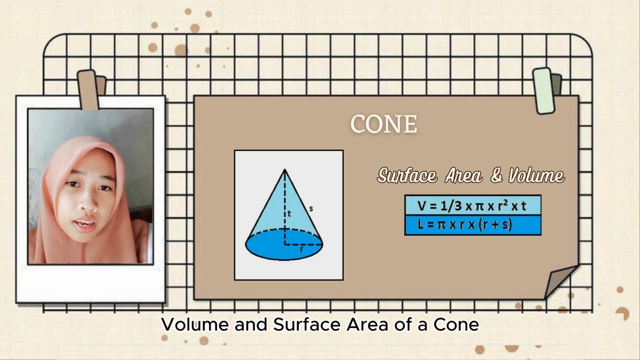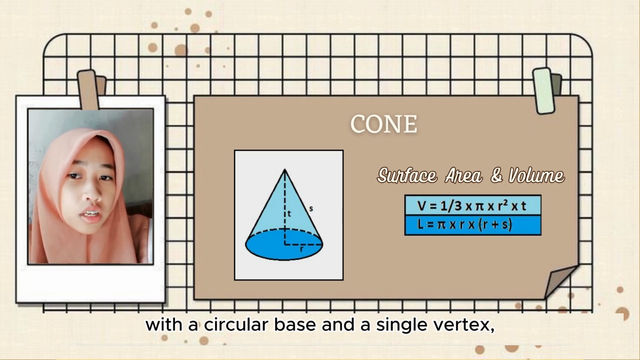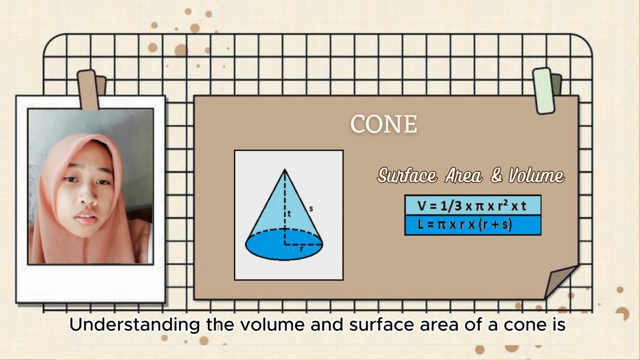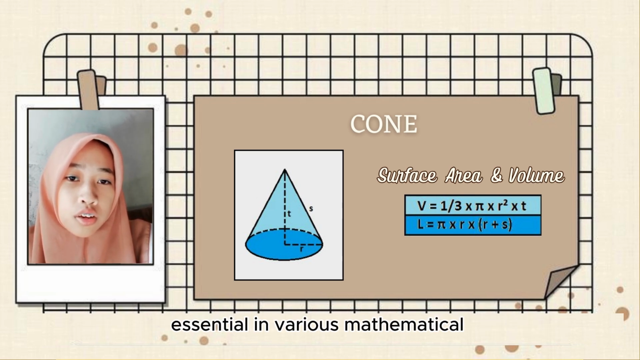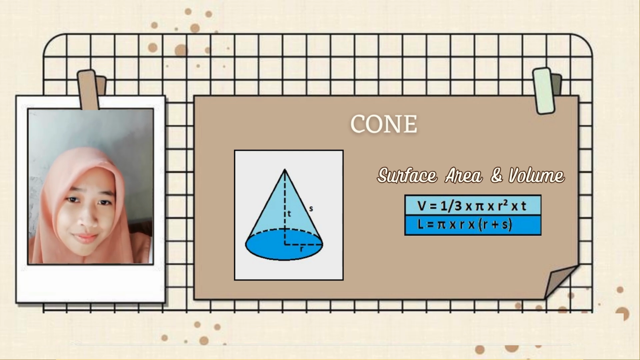Next, volume and surface area of a cone. A cone is a three-dimensional geometric shape with a circular base and a single vertex, where a curved surface connects the base to the vertex. Understanding the volume and surface area of a cone is essential in various mathematical and practical applications.